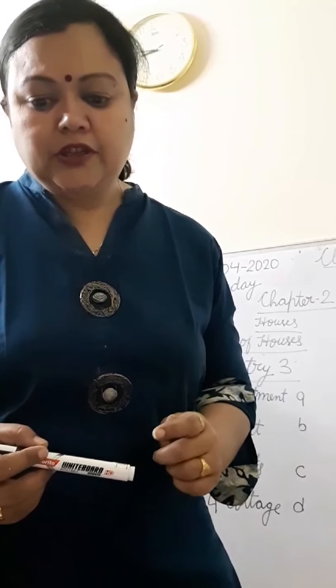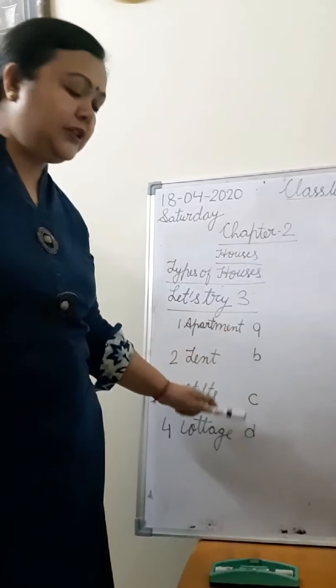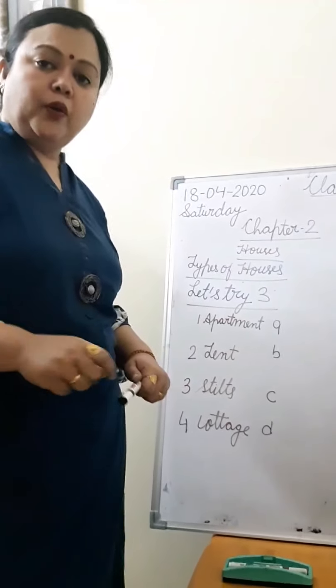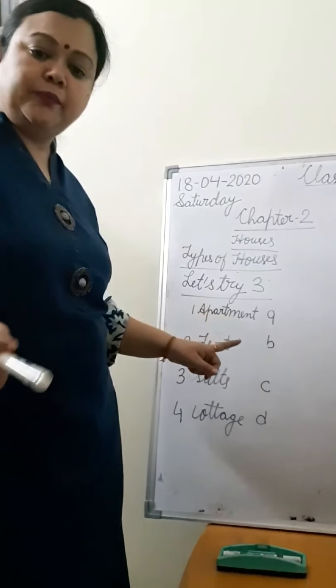So on one side, pictures are given: four pictures of different types of houses. And here the situations are written. A, B, C, D situations are written on page number 20. Okay, let's try 3, page number 20.